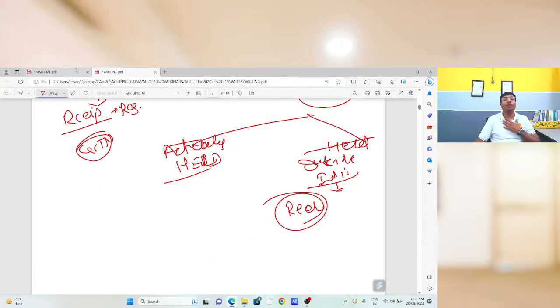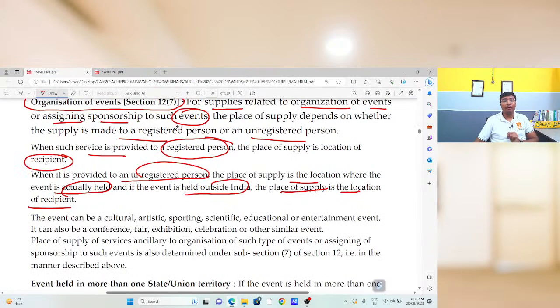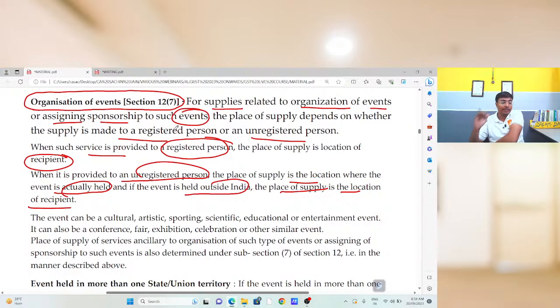Suppose I want to organize one event in the UK, and for that purpose I connect with Batuk Consultancy. I am the recipient. In that case, I am in Rajasthan, and the event is going to be held outside India. In that case, the location of the recipient will be treated as the place of supply. And if the recipient is also outside India, then the place of supply will be outside India, and the same is to be treated as an export.